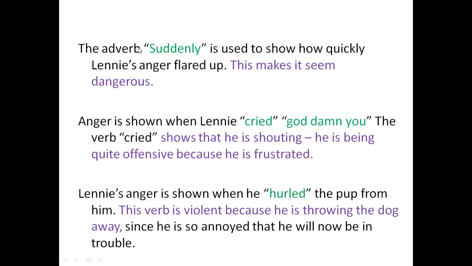So this is an adverb. It describes how quickly Lenny's anger flared up. Or if you can pick out a verb, so an action, for example, cried, and a verb again here in action, he's throwing the puppy really violently away from him. If you can comment on the language technique, that's also going to help you to secure your marks.